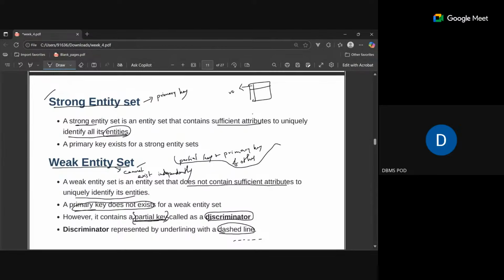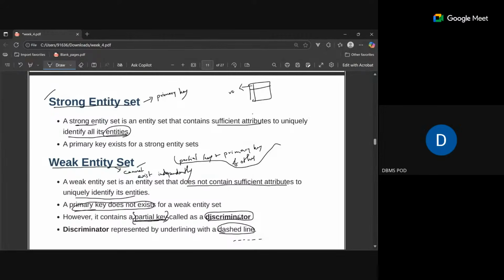Surrogate key or synthetic key, can we call those partial keys? No, no. You cannot call a synthetic key or surrogate key a partial key. A partial key is one of the attributes present in the weak entity set. But using that, you cannot identify the entities, I mean the rows, uniquely. But if you combine that key with the primary key of another table, then you will be able to identify those rows uniquely.